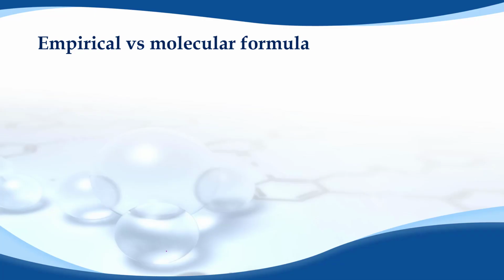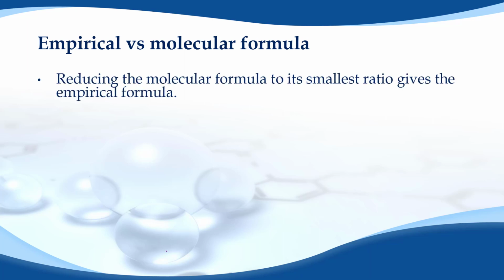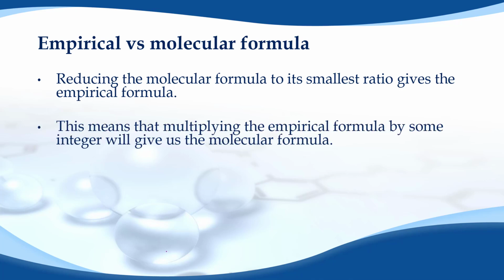Okay, so what we have to remember here is that the way we got to the empirical formula originally is that we take the molecular formula and reduce it to its smallest ratio, meaning we divide every element in that molecular formula by some number. Well, if that's how we went from molecular to empirical, then going from empirical to molecular is the exact opposite. We multiply every element by the same integer to scale ourselves back up.